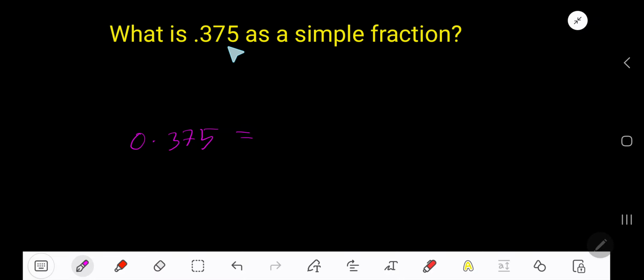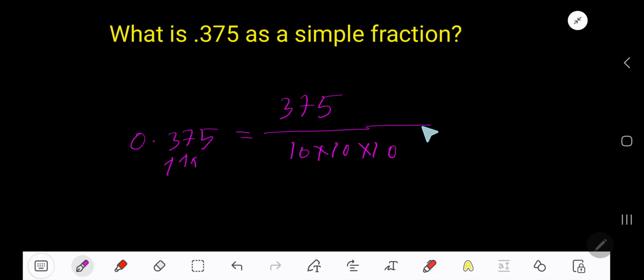What is 0.375 as a simple fraction? So we need a numerator and a denominator. For the numerator, just keep this decimal, write the number you are getting, and for the denominator, for every digit after the decimal, you have to consider 10 as a multiplication. After the decimal, we have 3 digits, so we have written here 3 tens.